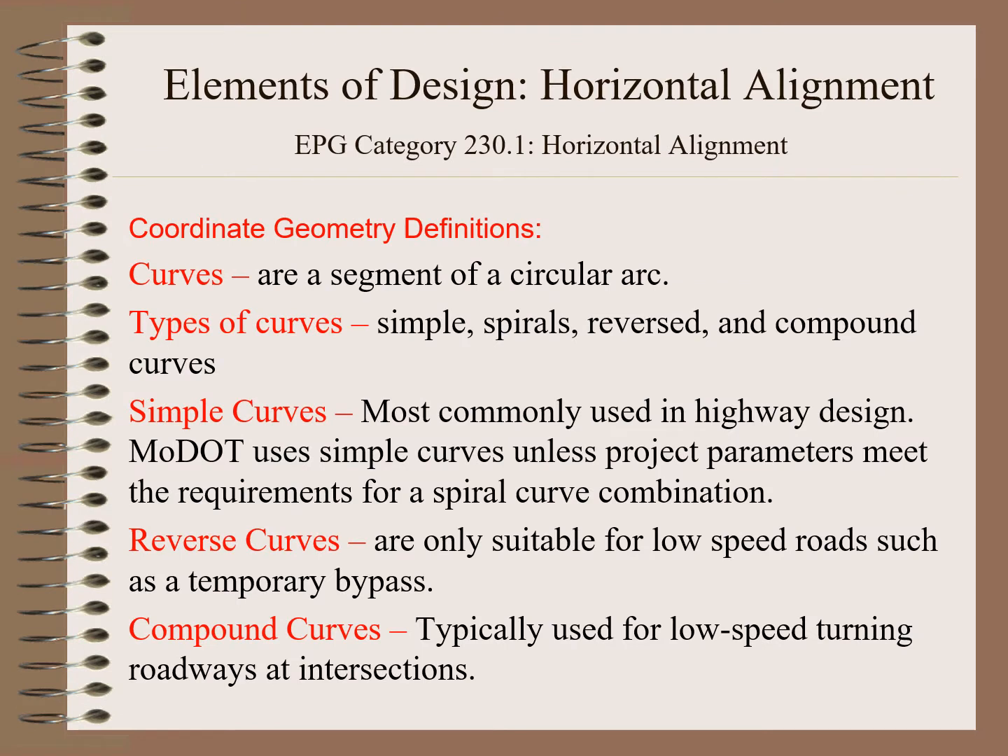Coordinate geometry definitions. Curves are a segment of a circular arc. We have 4 types of curves we can utilize in our designs: simple, spirals, reversed, and compound curves. Simple curves are most commonly used in highway design. MoDOT uses simple curves unless project parameters meet the requirements for a spiral curve combination. Reverse curves are only suitable for low-speed roads such as a temporary bypass. Compound curves are typically used for low-speed turning roadways at intersections.